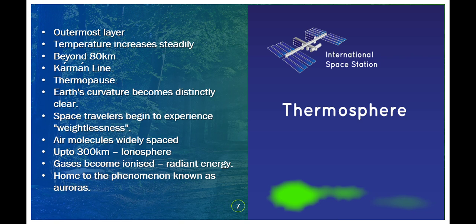Thermosphere. The outer layer of the atmosphere is known as the thermosphere, which shows an increasing trend of temperature. It extends beyond 80 kilometers. The Karman line is seen in this layer. Thermopause is the uppermost part of the thermosphere. Earth's curvature becomes distinctly clear as we reach the thermosphere. The space travelers begin to experience weightlessness as they reach here.